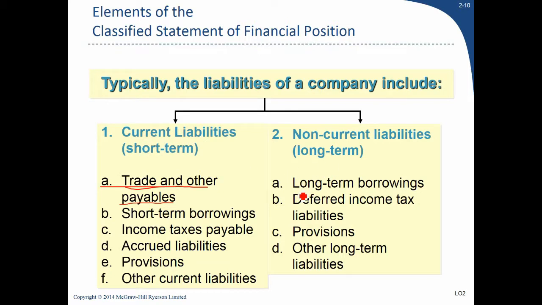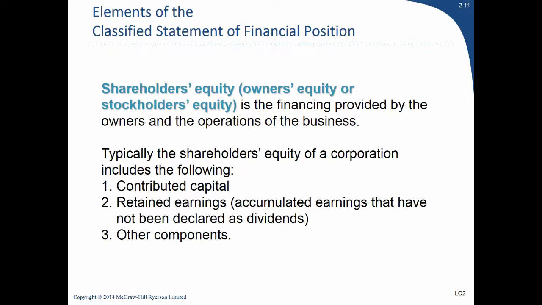In the non-current section, long-term borrowings might be your mortgage, or your bank debt. If ePhone borrows 10 grand from the bank, and the bank says pay us back in 5 years, that's a long-term debt. Shareholders' equity, nothing new here. Financing provided by the owners. There's a few components. Contributed capital is the same as common shares, just a different word. Retained earnings, and we don't need to go into other components.